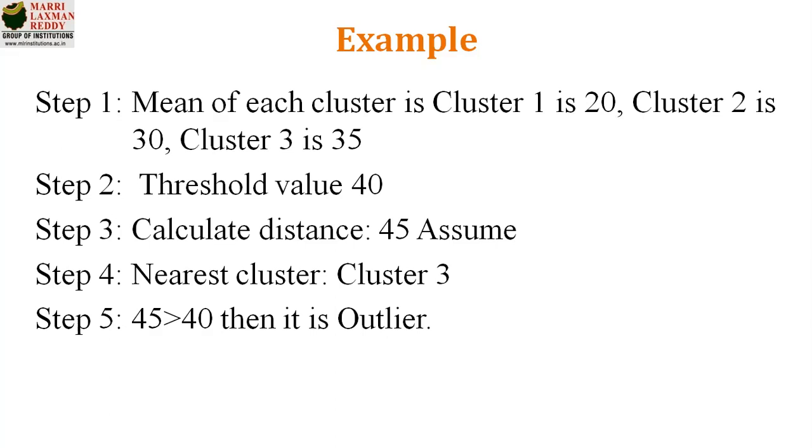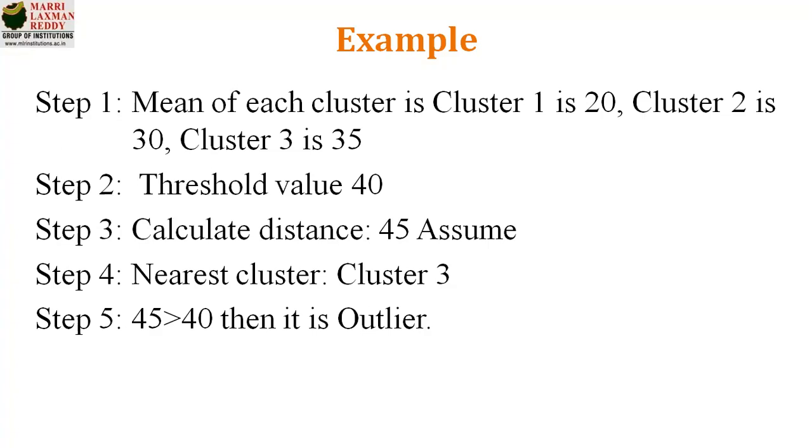Next, in step 3, we need to calculate the distance of data points to the cluster's mean. But here we have not taken any data points. We are saying that the assumed distance value obtained is 45. So assume that we get a distance value equal to 45 after applying the distance formula. And according to step 4, we need to identify the nearest cluster according to the obtained distance value. So from this obtained distance value, which is 45, we can say that 45 is nearer to cluster 3. That is step 4.